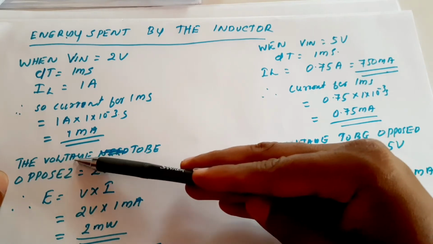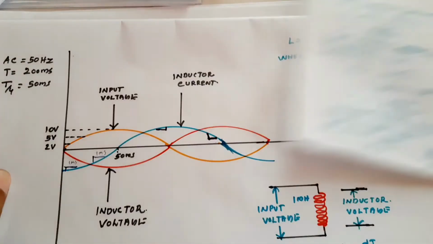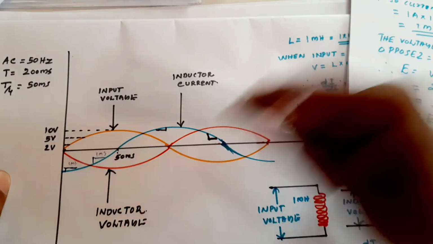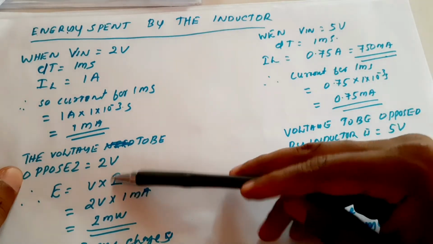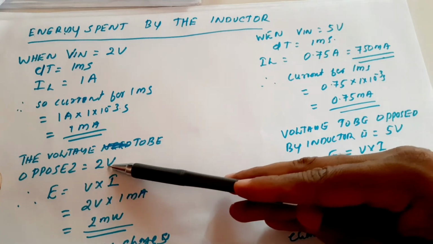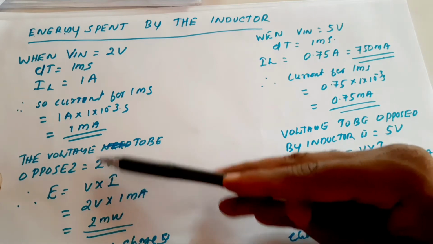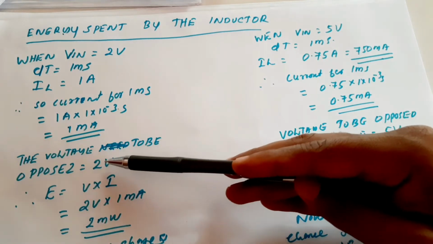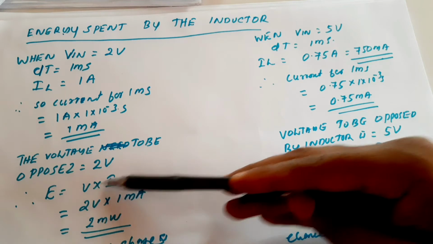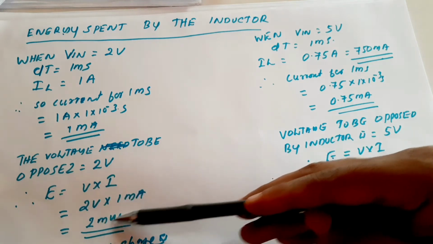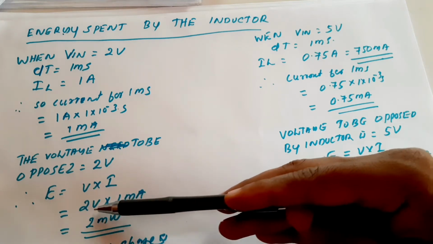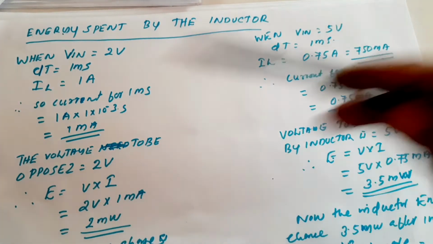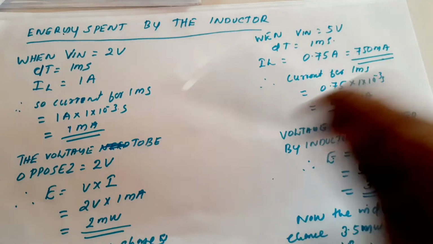And the input voltage to be opposed is 2 volt. The inductor has to oppose this 2 volt. So the energy spent by the inductor is the voltage into current. This 1 milliampere of current has to possess 2 volt of energy to oppose the input voltage of 2 volt. So 1 milliampere current into 2 volt is 2 milliwatt. In 1 second, only 2 milliwatt of energy is required to overcome the input voltage of 2 volts.